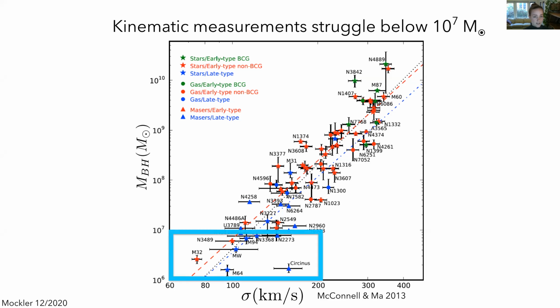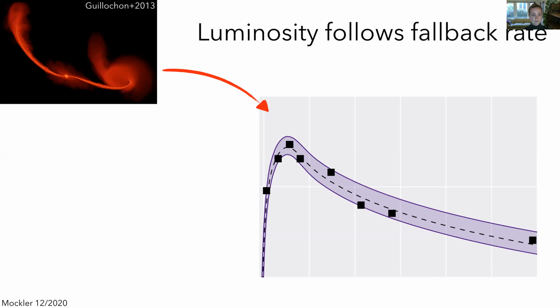So here's the M-sigma relation from McConnell and Ma, and it's just a lot harder to measure black hole masses in this region. However, this is actually where we find a lot more TDEs, because at higher masses, tidal disruption events will occur inside the event horizon and we won't see them. So tidal disruption events can help us fill in the black hole mass function at lower masses.